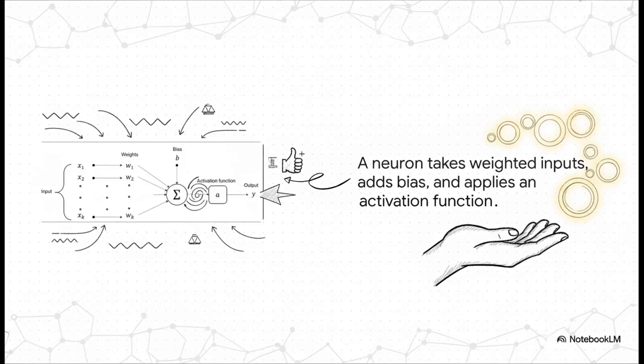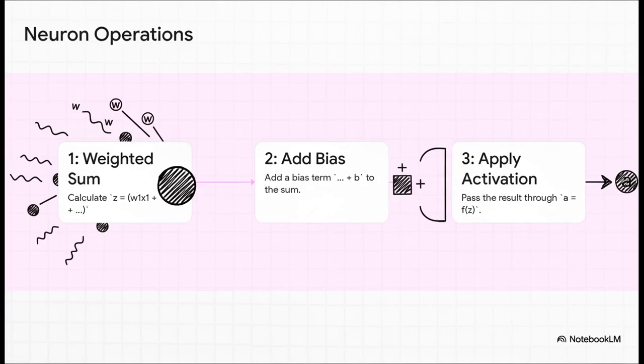You can think of it like a tiny little decision maker. It takes in a bunch of information, but it doesn't treat it all equally. It gives each piece of info an importance, or a weight. Then it adds a bias, which is kind of like a thumb on the scale to nudge the result one way or another. And finally, it passes all of that through an activation function to decide what signal it's going to send out.